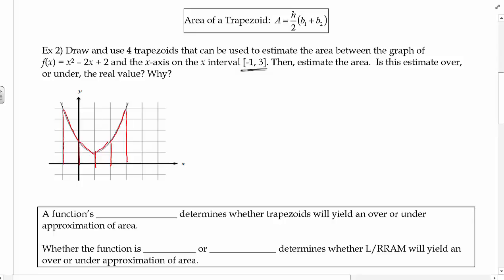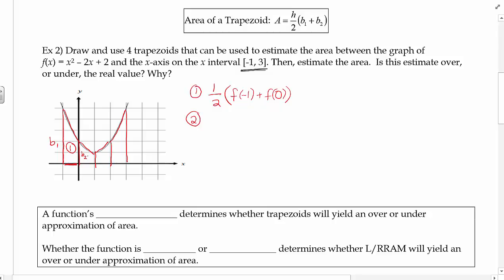So there's my trapezoids. And now if I want to take the area, we're going to call this trapezoid number 1. If I want to find the area of trapezoid number 1, the height of the trapezoid is the width of the interval. So I have h over 2 times b1 right here and b2 right there. So h over 2 times (b1 plus b2). b1 is the y value when x is -1. So that's going to be f of -1 plus f of 0.